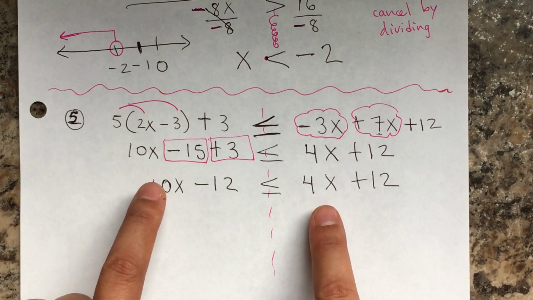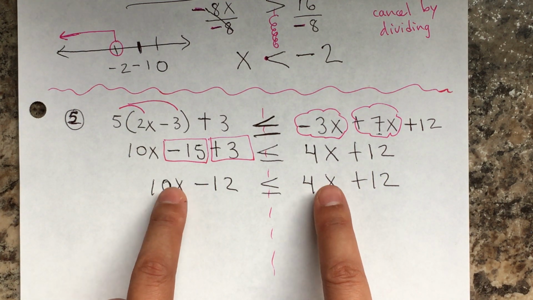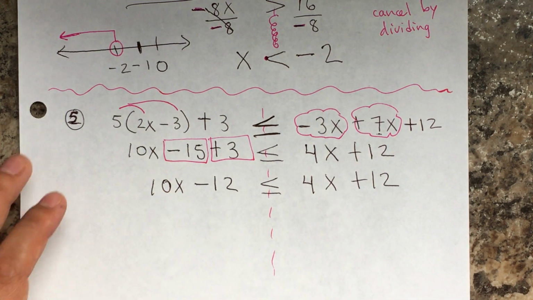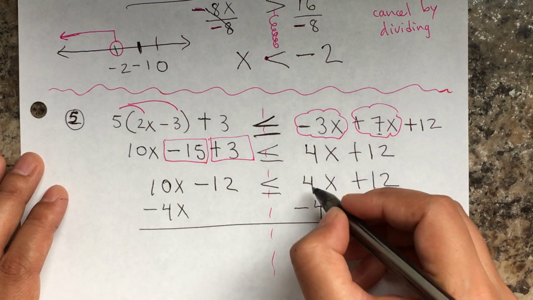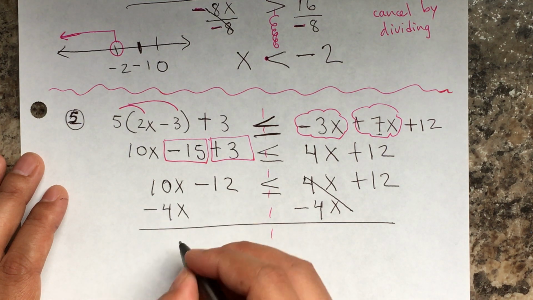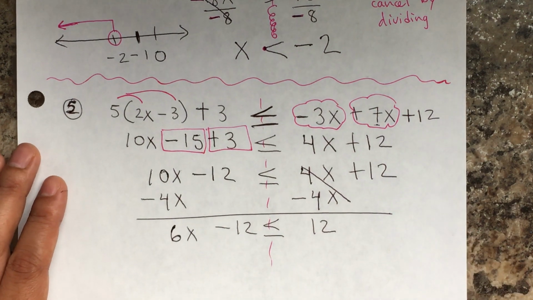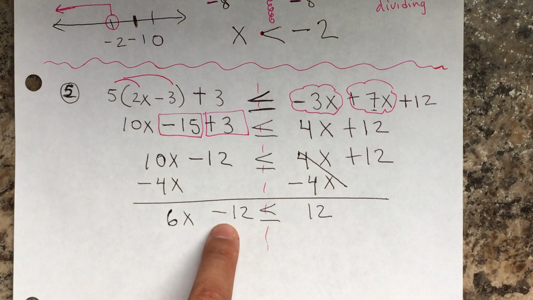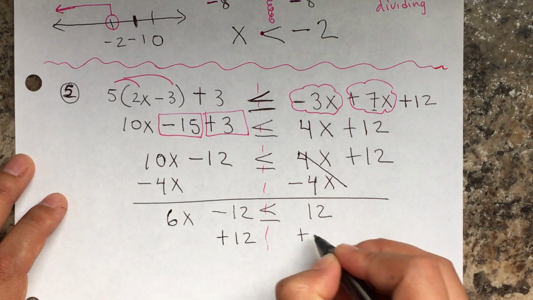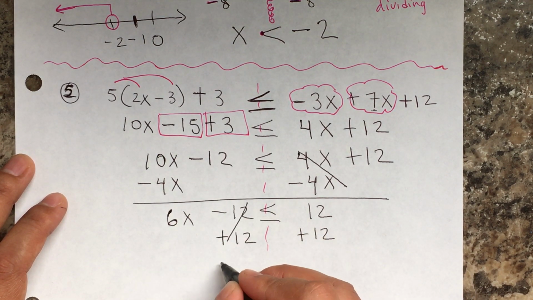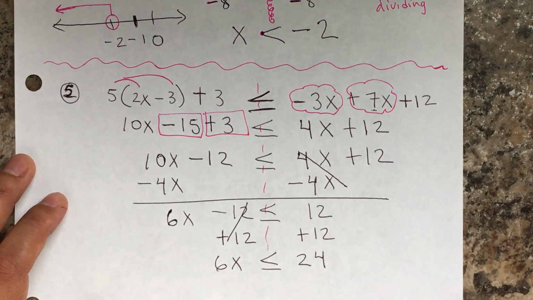Remember that when we have variable, constant, for those people that get confused, it's easier to put the variables together. So if I'm adding 4x, it cancels by subtracting. Okay, 10x minus 4x is 6x. Bring down the rest. Then I can start canceling whatever is adding and subtracting first, and then dividing. So if I'm subtracting 12, the opposite is to add 12. This cancels, and I'm going to end up with 6x is less or equal than 24.